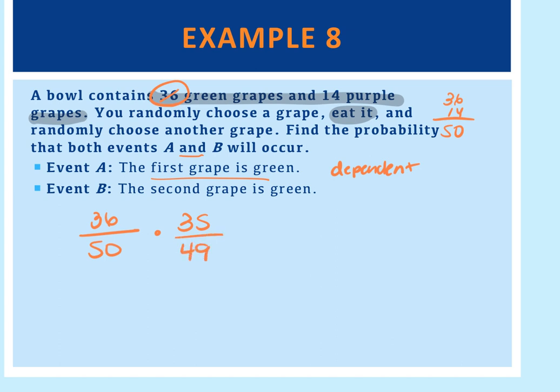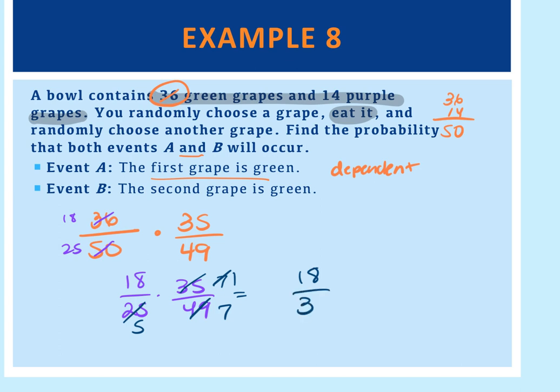So I'm going to simplify this. I could do 18 and 25 to make those numbers smaller. And then 5 goes into both of these, 5 and 7. And multiply straight across. Actually, 7 goes into 49 7 times. And now I get 18 over 35.